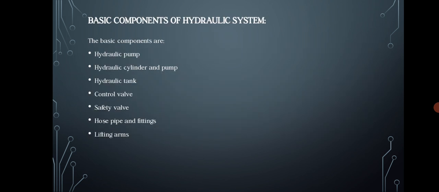Next are the components of hydraulic systems. The basic components of hydraulic system are hydraulic cylinder, hydraulic pump, hydraulic tank, control valve, safety valve, hose pipe and fittings, and lifting arms.